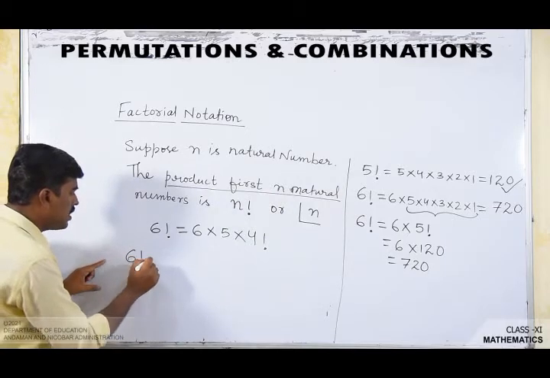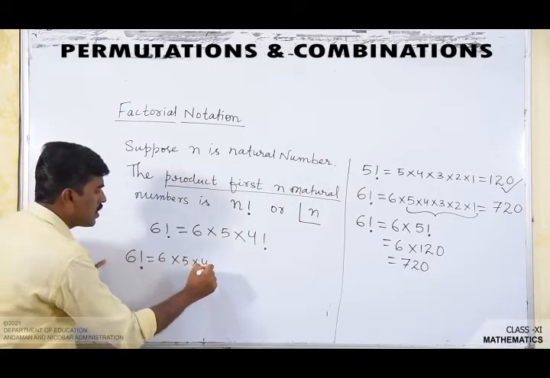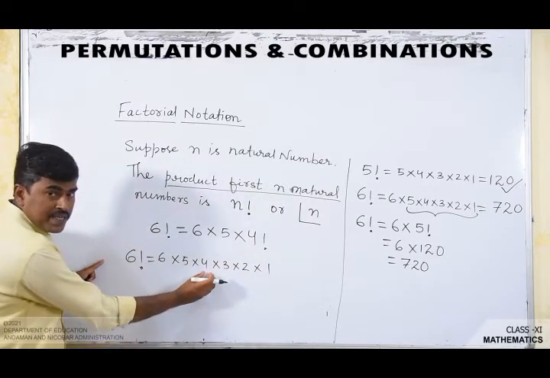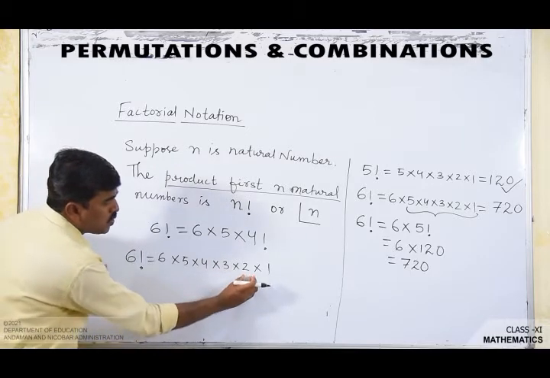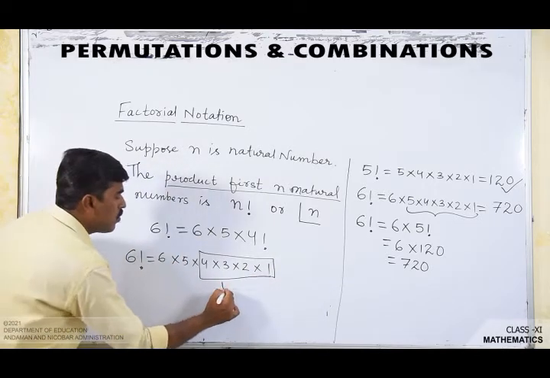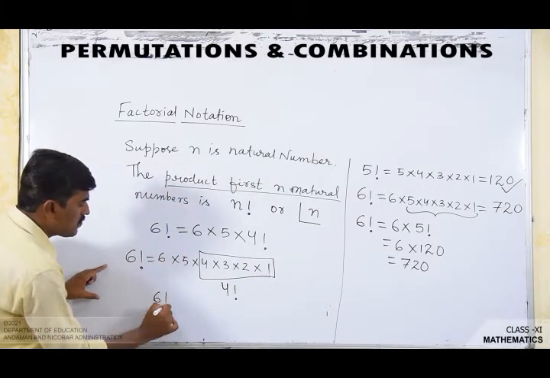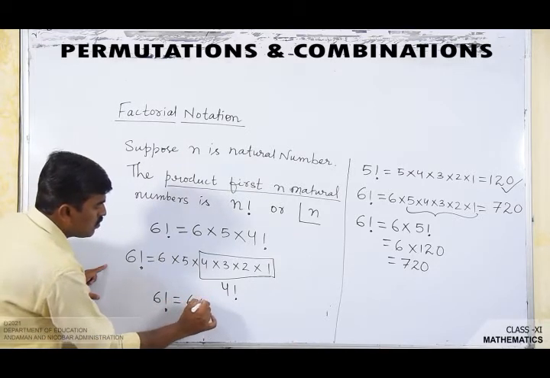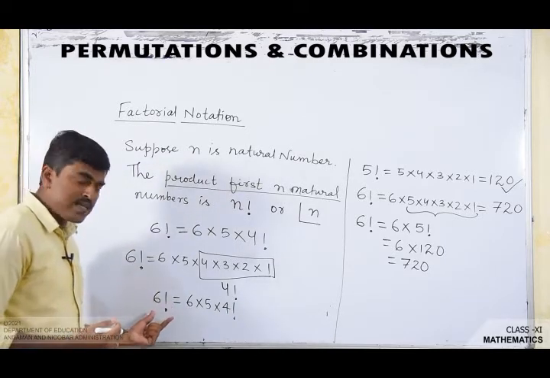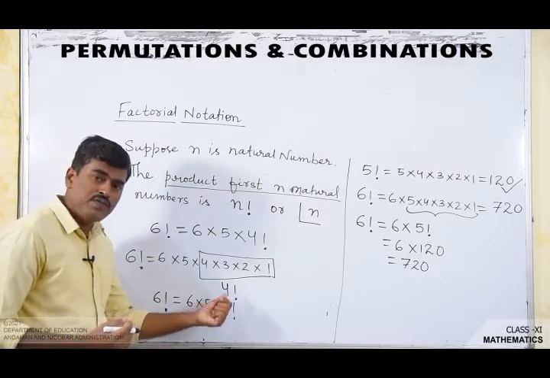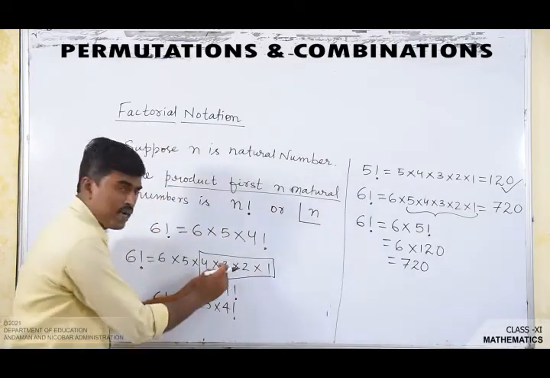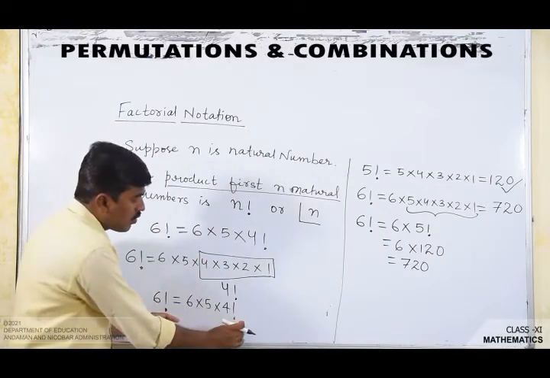Because this 6 factorial is 6 into 5 into 4 into 3 into 2 into 1. Now from 4, if it is 4 into 3 into 2 into 1, then we can write this 4 into 3 into 2 into 1 as 4 factorial. So 6 factorial can be expressed as 6 into 5 into 4 factorial. In this way we can also express 6 factorial as 6 into 5 into 4 into 3 factorial. So if we have to stop anywhere in this natural number, then we can stop it using the factorial sign.